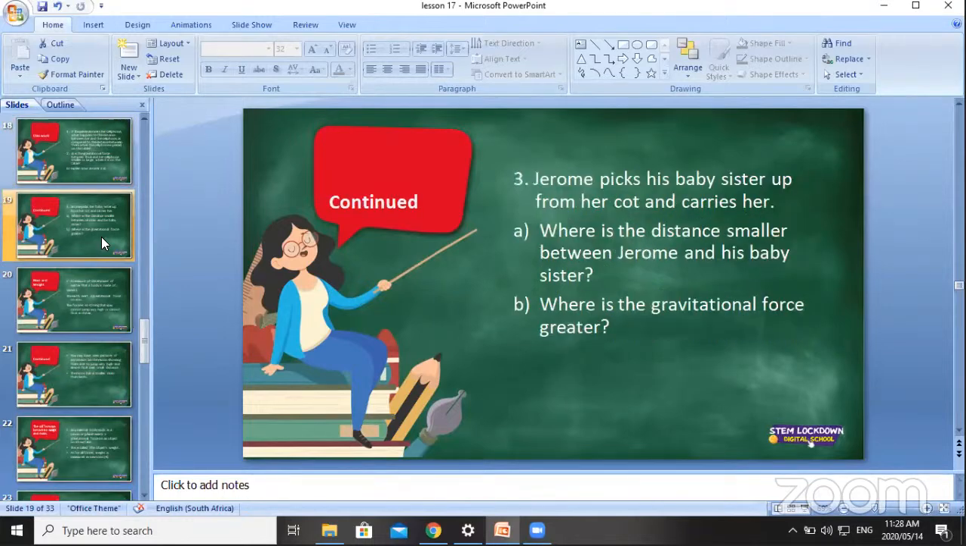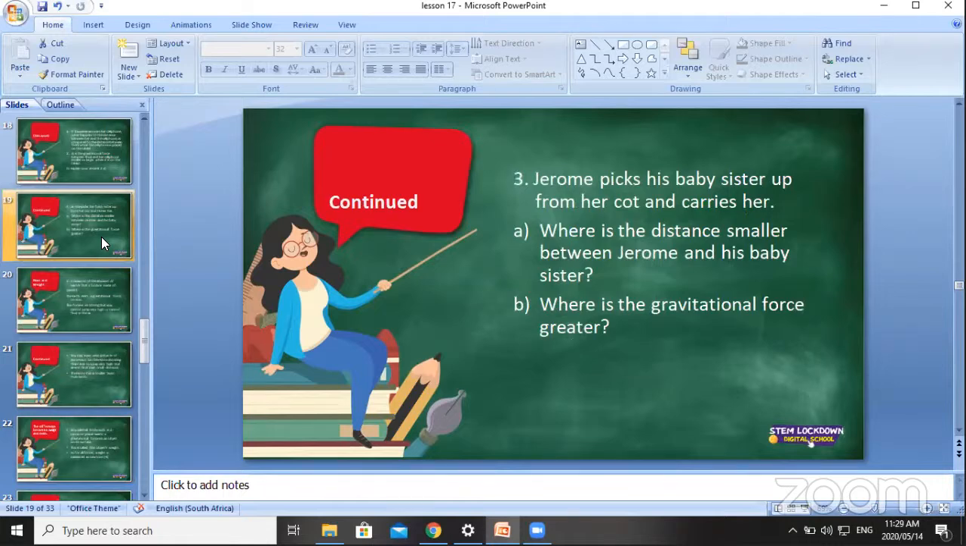Jerome picks his baby sister up from her cot and carries her. So where is the distance smaller between Jerome and his baby sister? Is it when the baby sister is in the cot, or when the baby sister is in Jerome's hands? Obviously when Jerome picks his baby sister up, the distance between them is smaller. But when she is in the cot, the distance is larger.